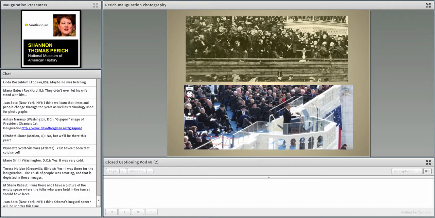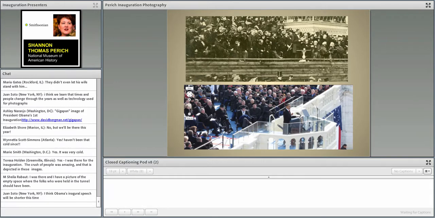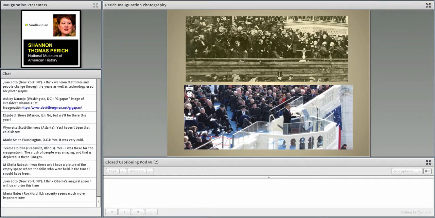Teresa tells us from her experience in 2009 there was a crush of people. It was amazing, and that is depicted in these images. Maria points out that security seems much more important now. It's true. It really does.